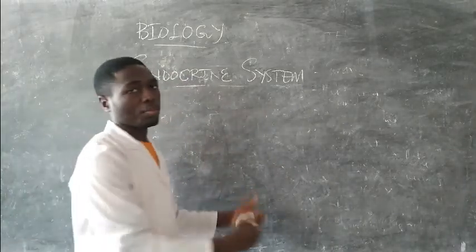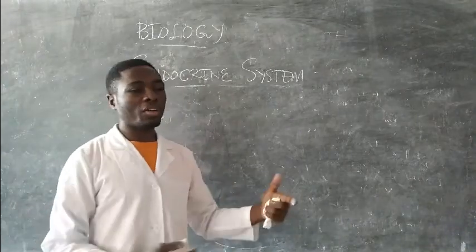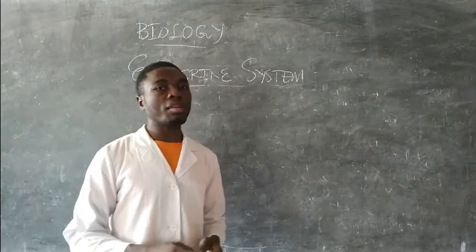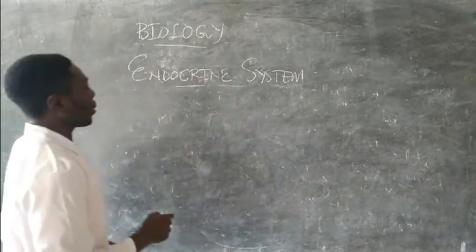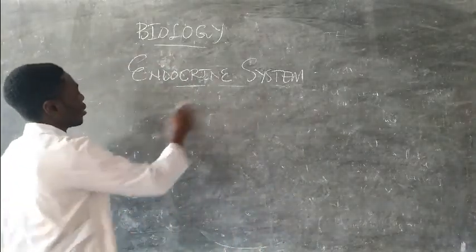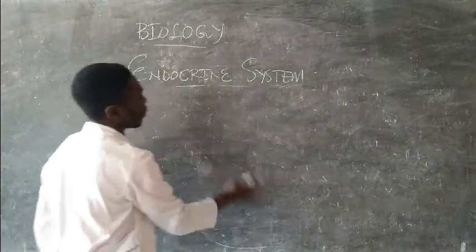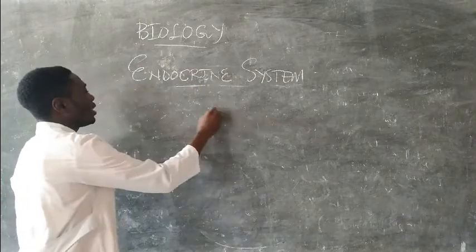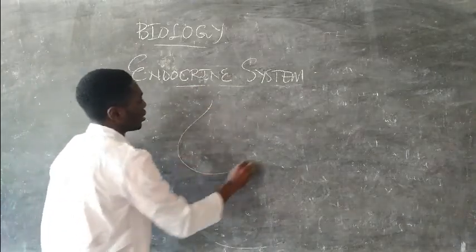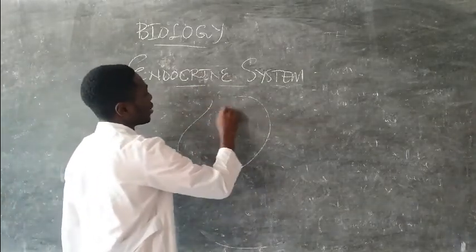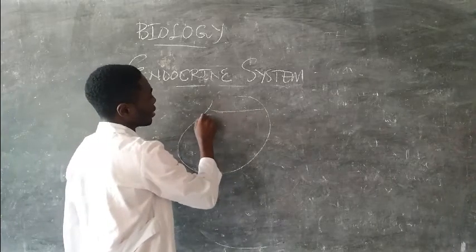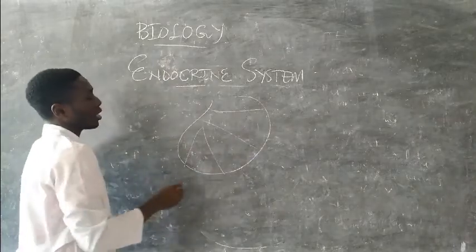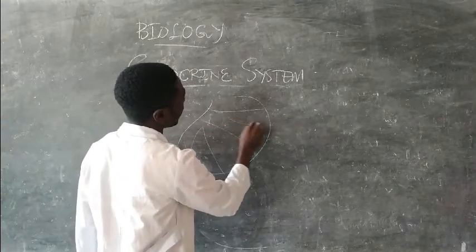And the last ones below were the ovaries in the female, or the testes in the male. Now in the male, we have the testes, which is of course located within the scrotum. The testis is divided into lobules, like compartments within it. And within each lobule, you have what we call seminiferous tubules.